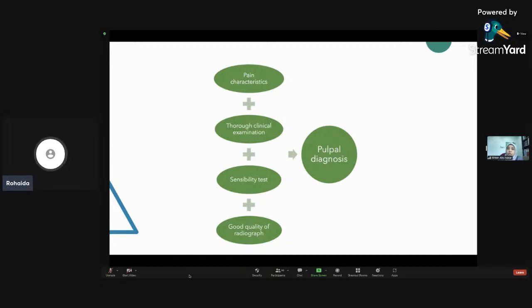Then, during the clinical examination, you really have to look at the adjacent and the contralateral teeth, because sometimes when they have caries on other teeth, especially on the same side, it might mislead you from the complaint tooth, and you could be confused. So look thoroughly during the clinical examination. Sensibility test, I will touch on it later, and also good quality radiographs.